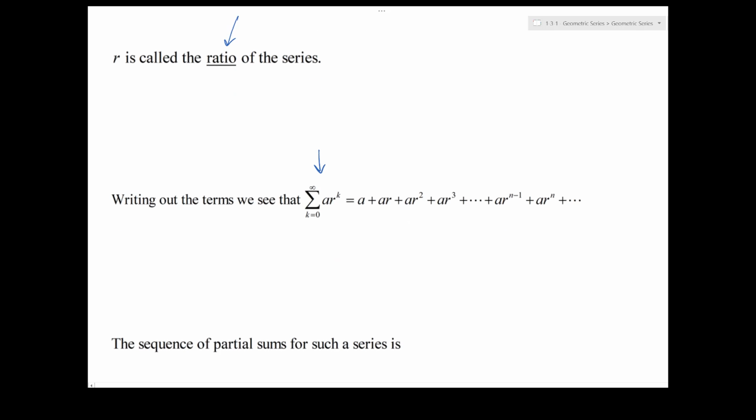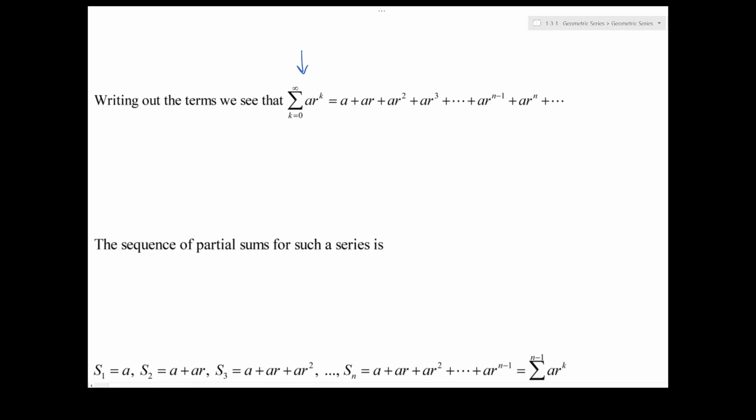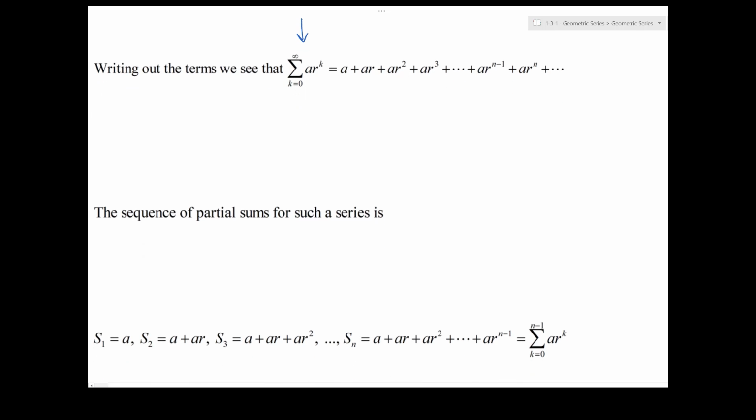Now, of course, every series, by definition, is the sum of all these terms, but it's also the same as the limit of the sequence of partial sums in the series, as we discussed before. So what are these sequence of partial sums here? Well, notice S1 is just the first term, right? A. S2, add up the first two terms. A plus ar. S3, add up the first three terms. A plus ar plus ar squared.